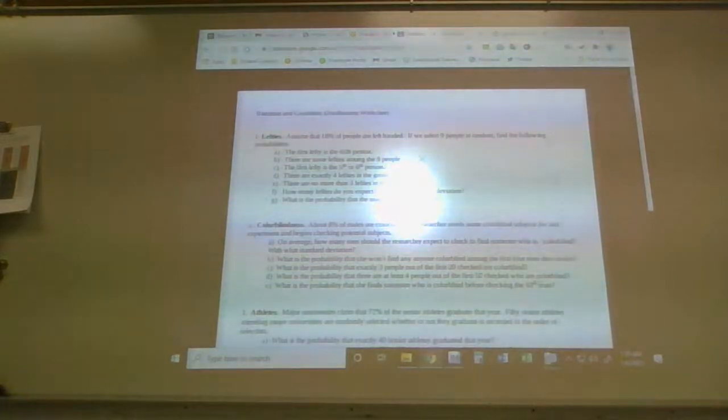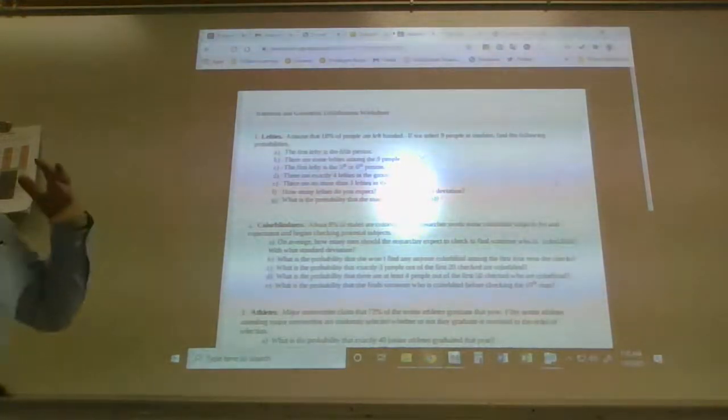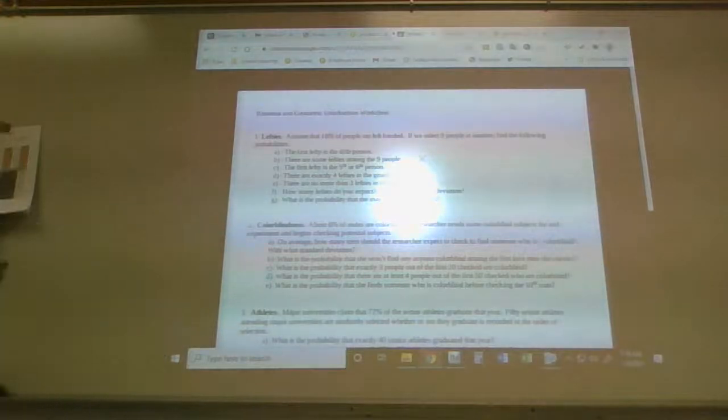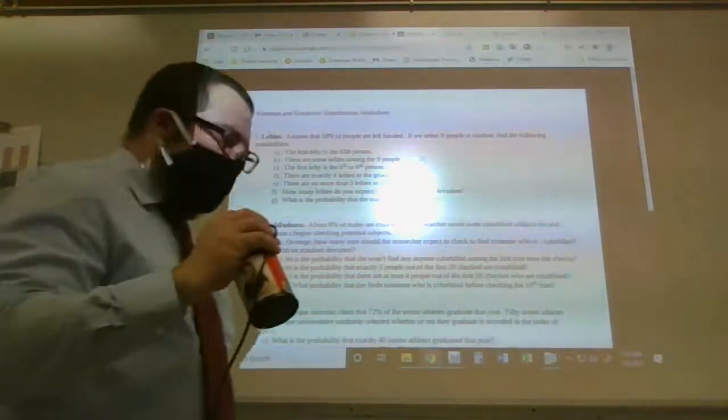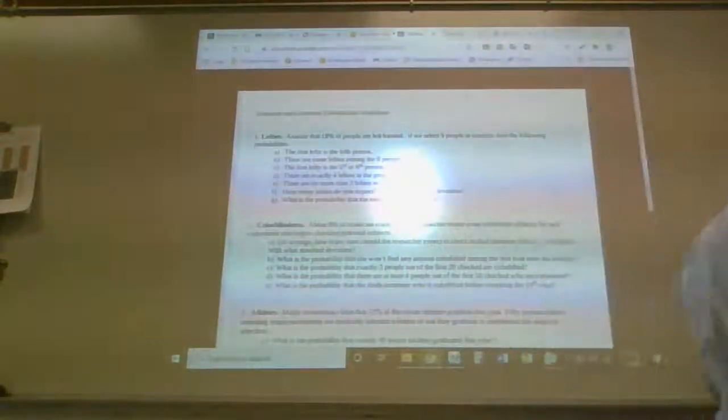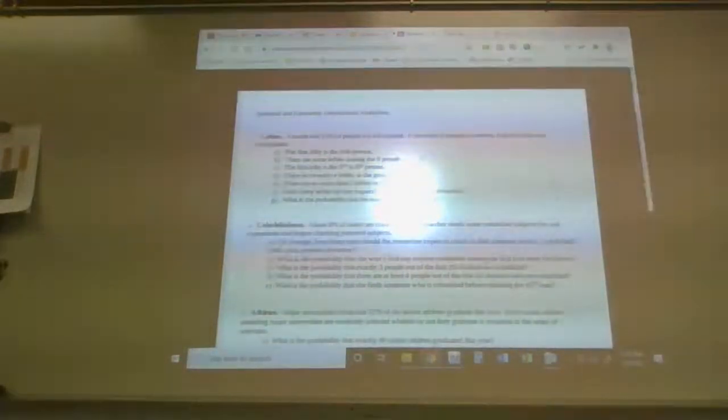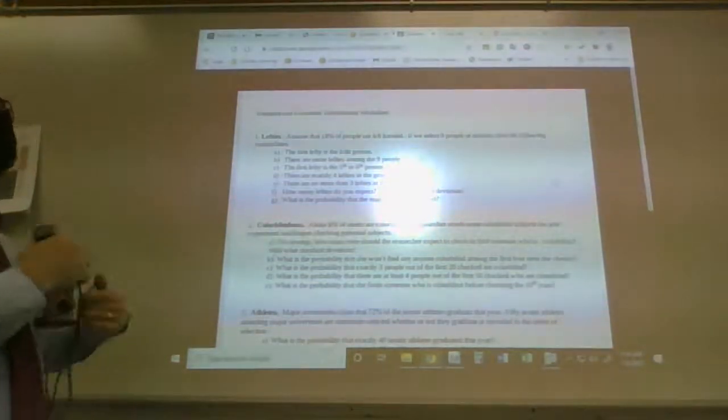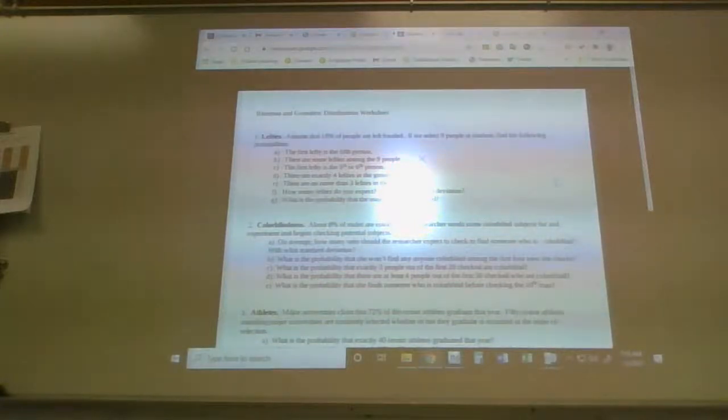These problems are a combination of binomial and geometric problems. Again, with geometric, they're really looking for the first success. What's going on with the first success? So, for example, number 1A.